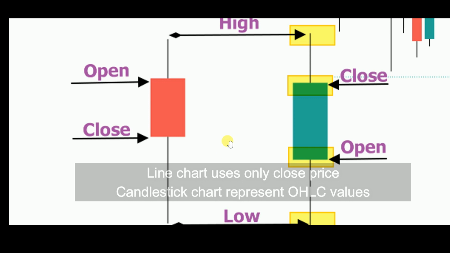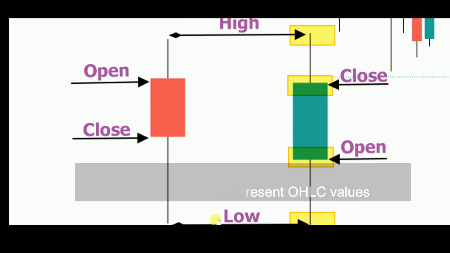On the other hand, candlestick charts are the representation of four data, that is open, low, high, close. We call it OHLC. As you can see on the screen, there are two types of candles. One is the green candle and one is the red candle. For both of these candles, high and low remain the same. The only difference is open and close.